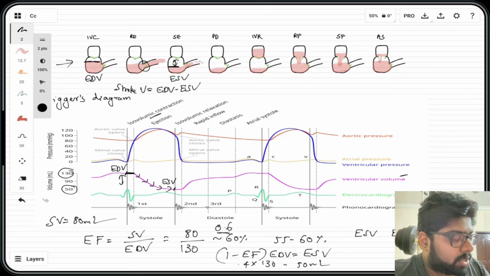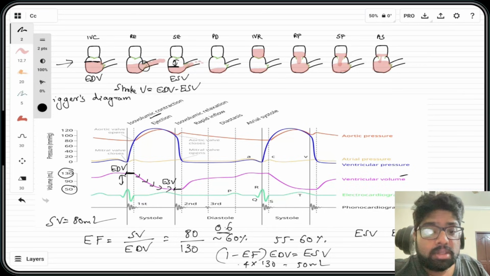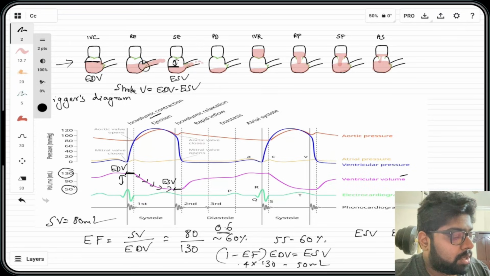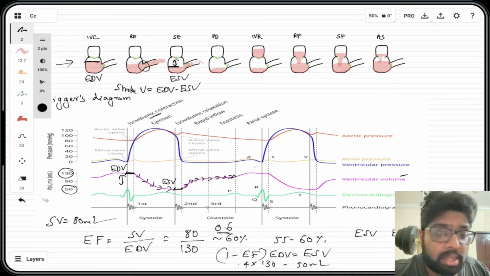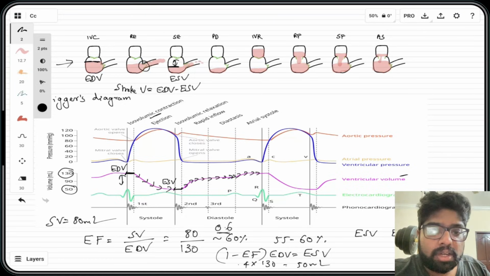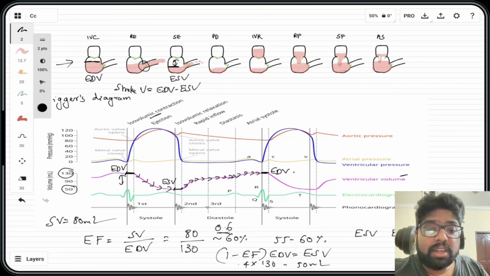Now what happens after this isovolumic relaxation? There is no change in volume, and then the AV valves open, there is rapid filling of blood, then there is slow filling of blood, and then what happens? There is the final push by the atrial systole, the atrial kick, that again fills the blood into the ventricle to make the volume go up till the end diastolic volume levels. This is the left ventricular volume change that occurs during cardiac cycle.